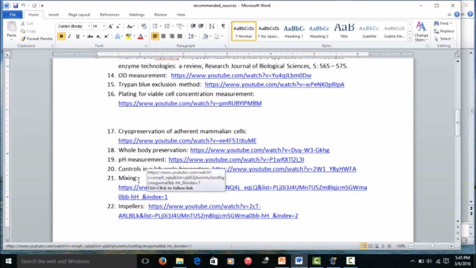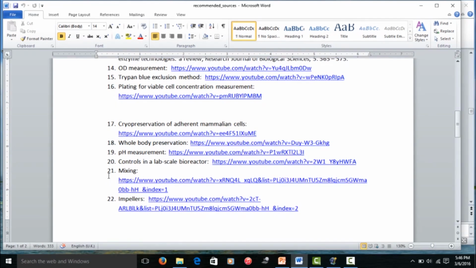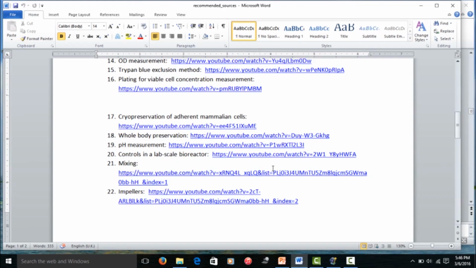The mixing, this is controls in a lab scale bioreactor. This is also a useful video. This goes along with the earlier one. This gives you all the controls in a lab scale bioreactor. It's not a very high quality video, but it gives you an idea of what there is. Number 21 is on mixing, and number 22 is on the various types of impellers. You may want to see these videos to get a better idea of the mixing phenomenon and details on impellers and so on.